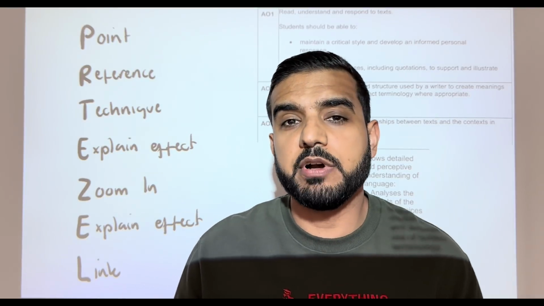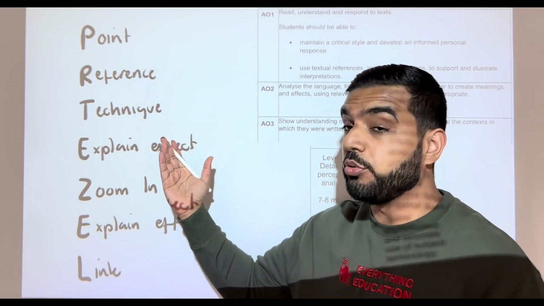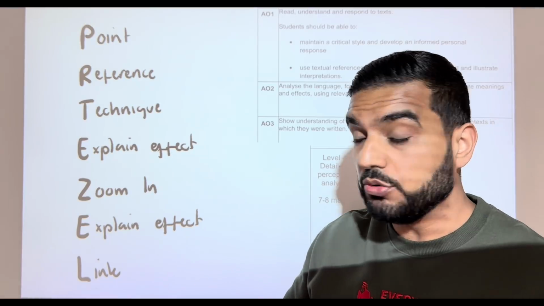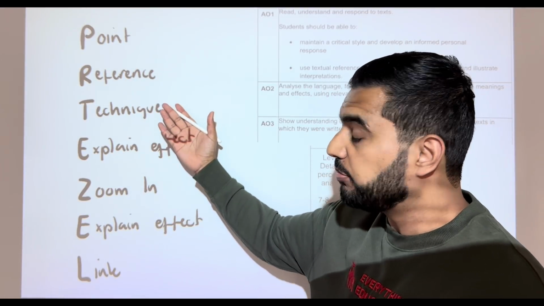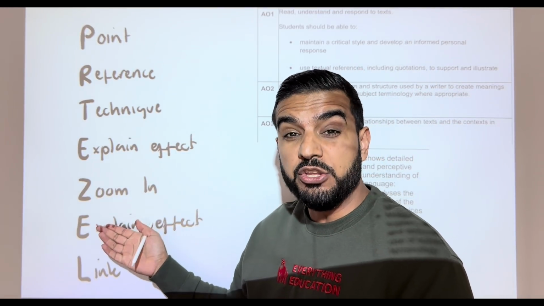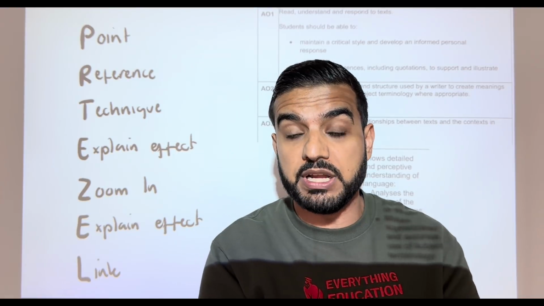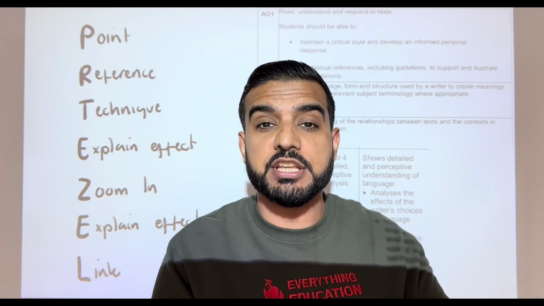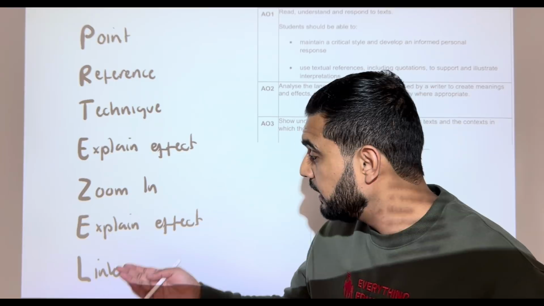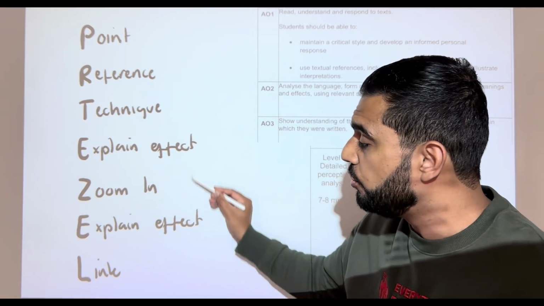Guys, here you have behind me a Pretzel paragraph. Like any paragraph, it begins with the point, and your reference is your quote. Then you pick out a technique and you explain the effect. Then you go back to your quote and you zoom in. When you zoom in, this could be zooming into another technique, or you can zoom into a word, being a verb or an adjective or a noun or an adverb. Then you explain the effect, and then you link everything back to your point.